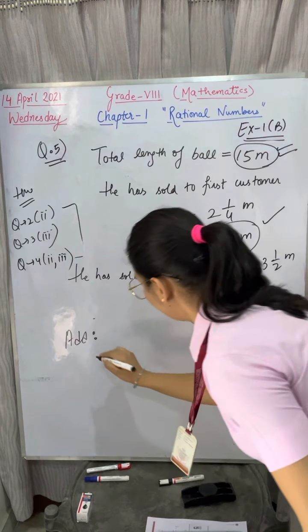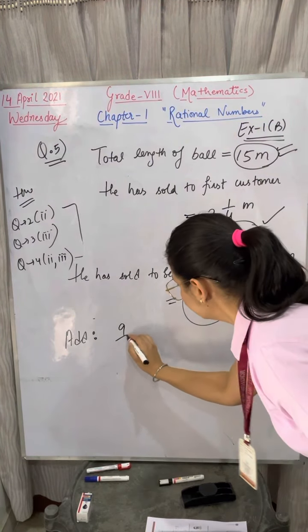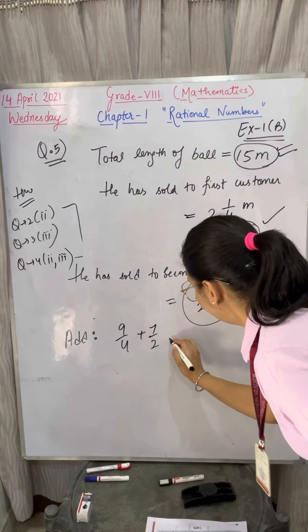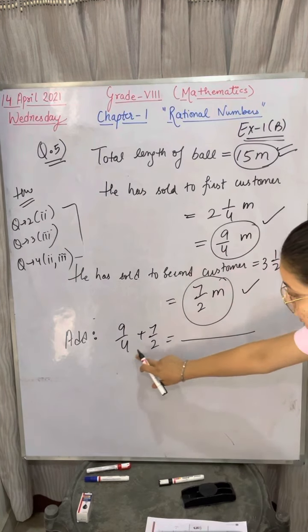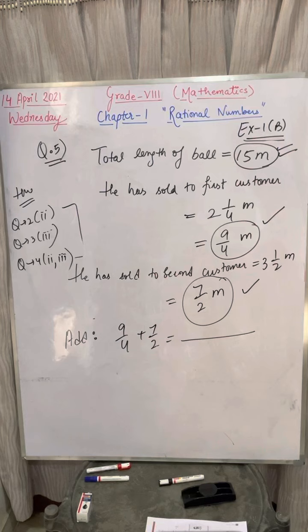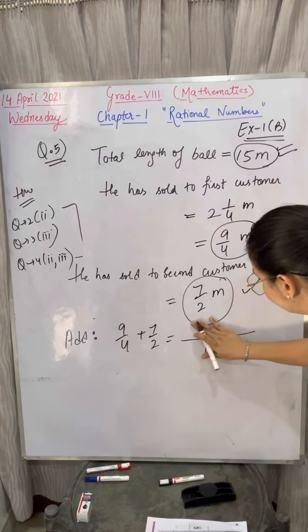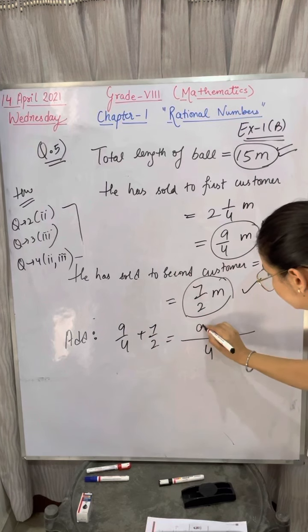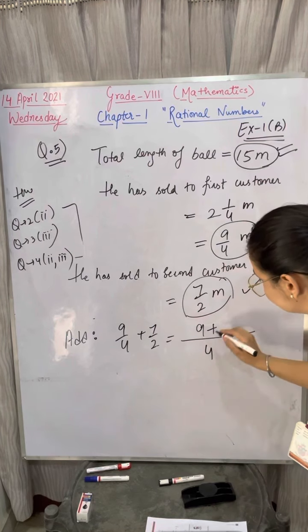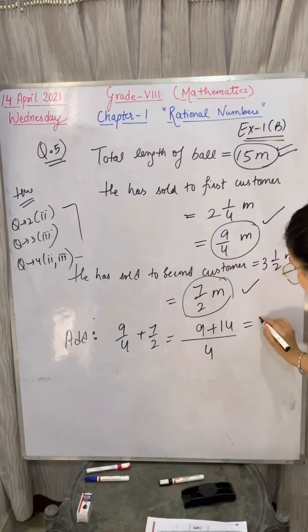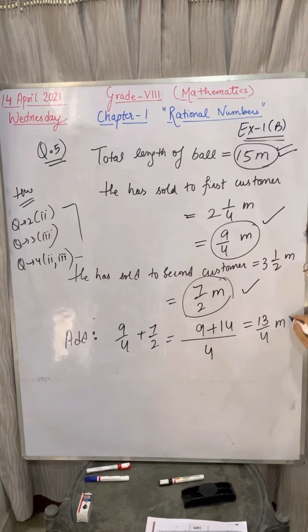Now add these 2, 9/4 plus 7/2. LCM of 4 and 2 is 4. Okay. Now 4 ones are 4, 1 nines are 9, plus 2 twos are 4, 2 sevens are 14. Answer is equal to 23 by 4 meter. Means this much length of the string he has sold. Okay, now how much is left with him?